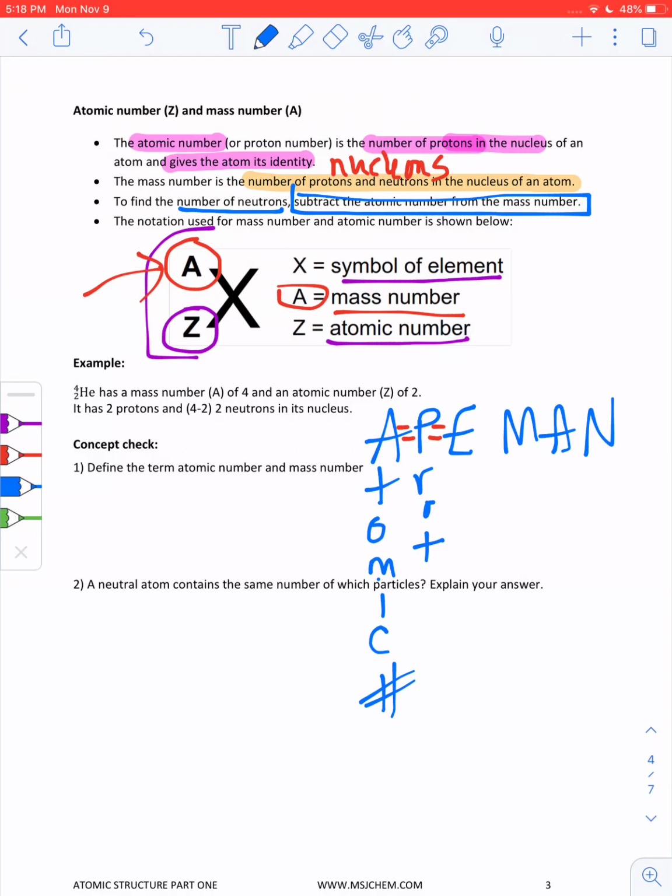Atomic number equals protons, which also, for right now, equals electrons. Okay, now it only equals electrons for neutral atoms. Okay, when we have ions, they will not be equal. Okay, so just know that sometimes it's going to be APE-Man, not APE-Man. But if it's a neutral atom, neutral means that the positives and negatives balance out. That means we have the same number of protons and electrons.